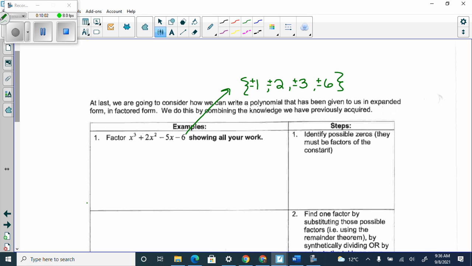Okay. So, before a calculator, we'd actually have to literally guess and check. So we would plug in positive 1, see if we get 0. Plug in negative 1, see if we get 0. And we plug them in until we got one that got us a 0. Okay? So, not the fastest way, but it is a way.